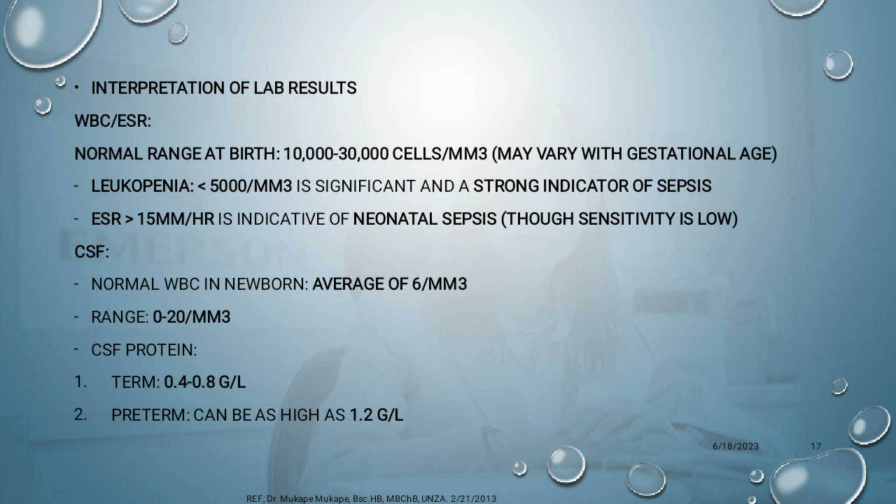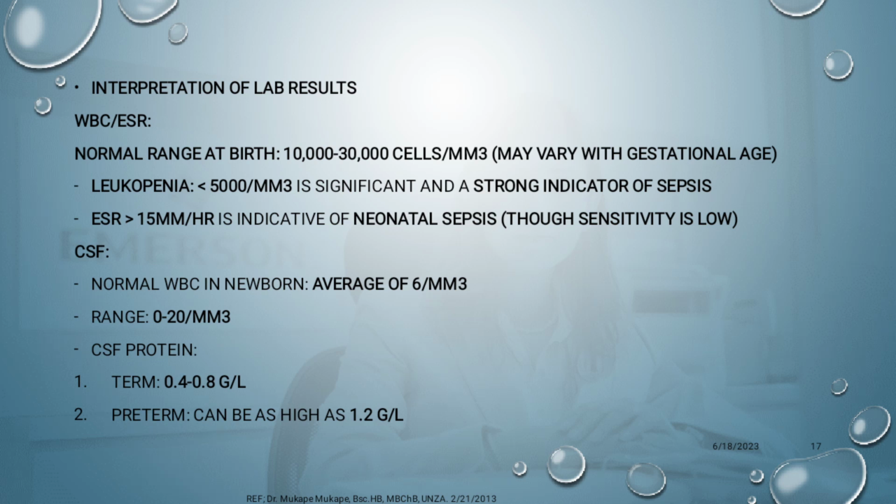This is when we are using cells per cubic millimeter, but this should vary with gestational age, and this value again should vary per lab. So leukopenia, which is less than 5,000 per cubic millimeter, is significant and a strong indicator of sepsis. And an ESR of more than 15 millimeters per hour is indicative of neonatal sepsis, though sensitivity is low.